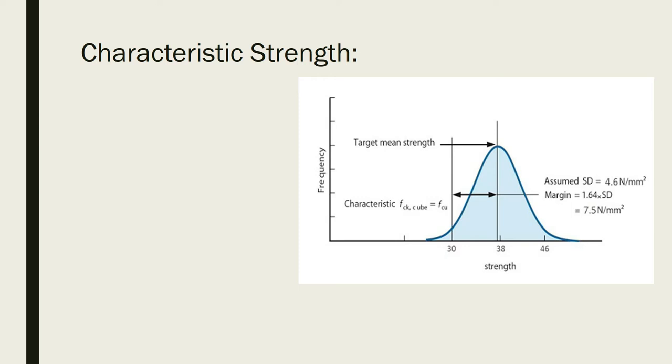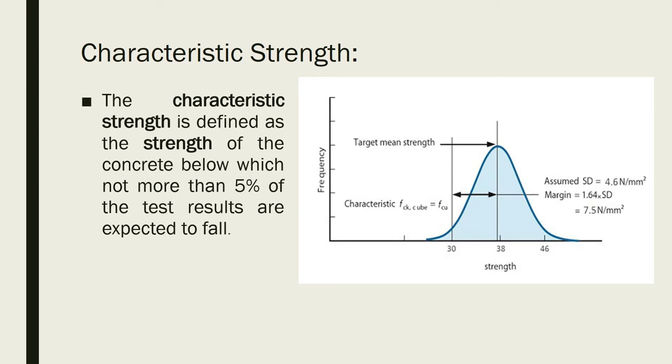The characteristic strength is defined as the strength of the concrete below which not more than 5% of the test results are expected to fall. That means if you are taking 100 samples for testing, not more than 5 of the samples should fail, or have a strength below the target strength, so that particular strength is called the characteristic strength.